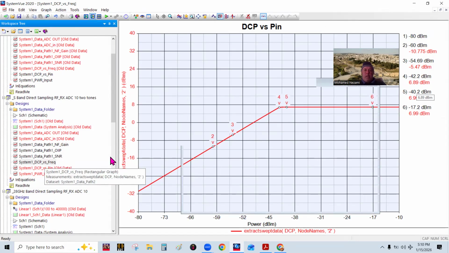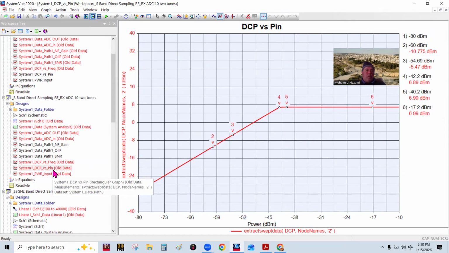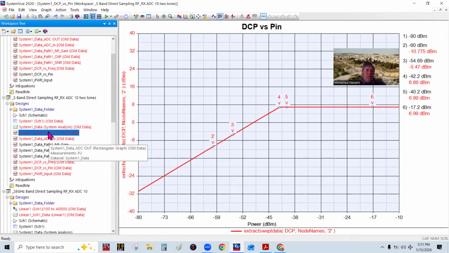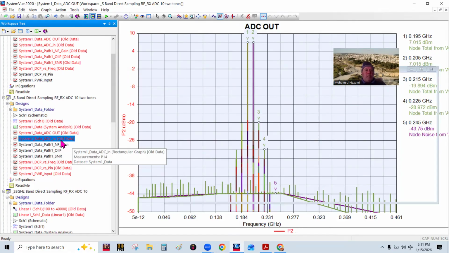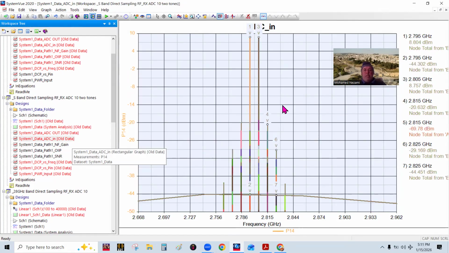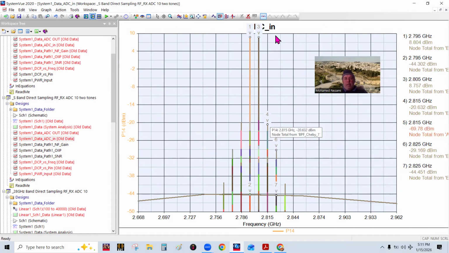So when we do that, we're going to get... okay, let's see. This is the input at the ADC. Okay, that's what's going into the ADC. And you can see right away that from plus 10 here to minus 20, that's only 30 dB of intermod, third order intermod.